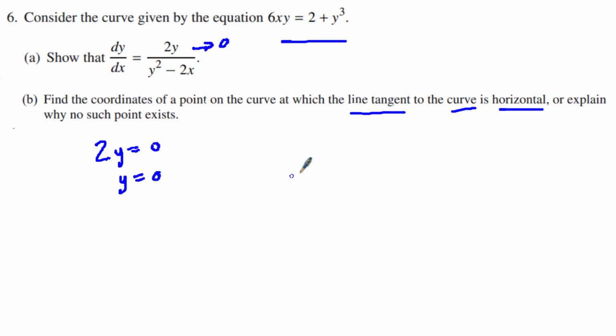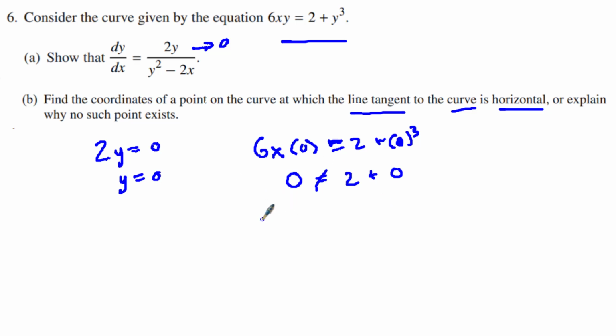Now I'm going to go back to my original equation. 6 times x times 0 equals 2 plus 0 cubed. So I have 0 is equal to 2 plus 0. That does not equal, which means guess what? It does not exist. There is no point at which the line tangent to the curve is horizontal. There's no x value. There's only a y value. So guess what? It doesn't exist.